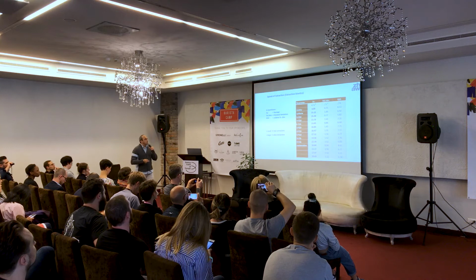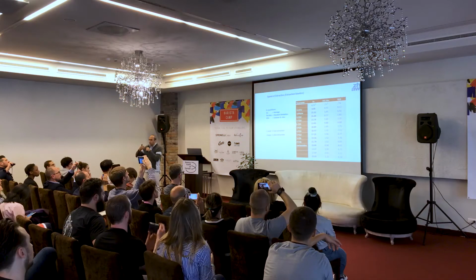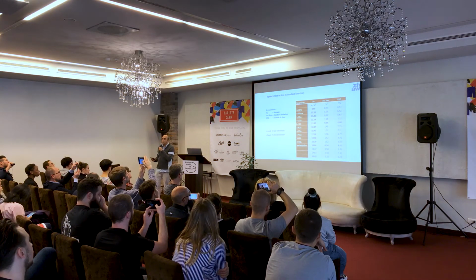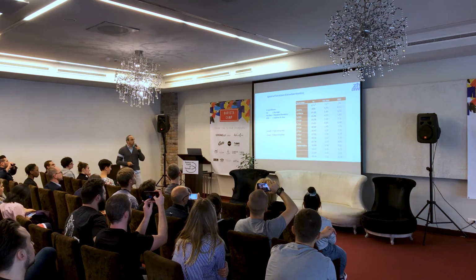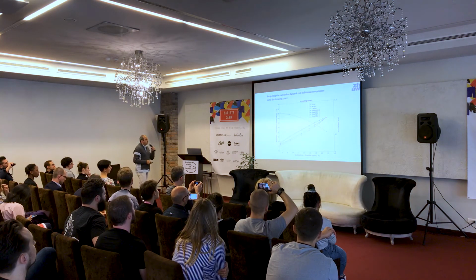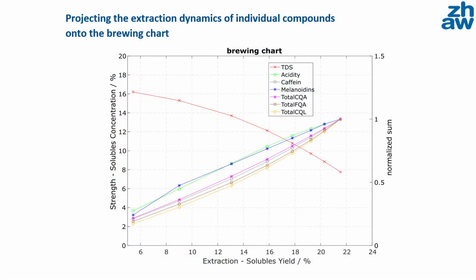And then we can collect all these numbers. We see acidity here we get about 9, whereas, for example, astonishingly, the melanoidins are also very fast. And then we have the caffeine that is somewhere in between, and the chlorogenic acid, depending on what we are. We have different speeds of extraction, and we get this possibility to look at the molecular level at the evolution of these compounds. Now, let's go back to the Brewing Chart. You can now project these compounds onto the Brewing Chart.